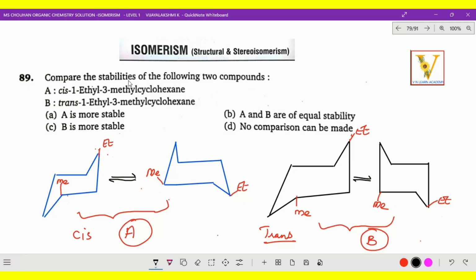Compare the stabilities of the following two compounds, cis and trans. In that, cis 1 ethyl 3 methyl cyclohexane, trans 1 ethyl 3 methyl cyclohexane. So here compound A, B, C, D, which is more stable? In this compound, usually equatorial position will be more stable than axial. So both have to be equatorial, both the atoms or groups attached to that carbon. So that has to be equatorial position.